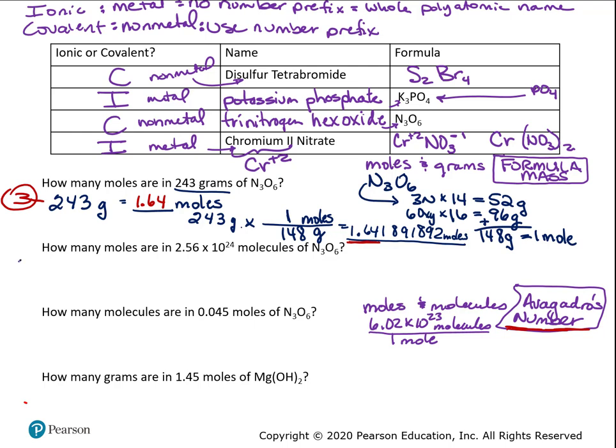So in this, 2.56 times 10 to the 24th molecules. And again, keep the units as you go, times and a line. What unit will I put on the bottom first? I gotta put molecules on the bottom. And then what unit am I gonna put on the top? Moles. Right, because that's what I want as my answer.